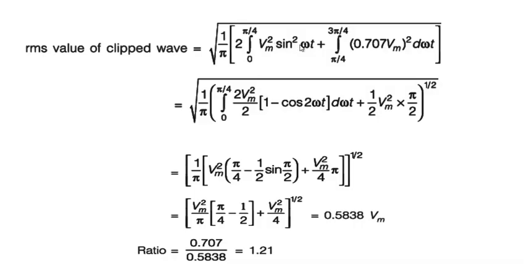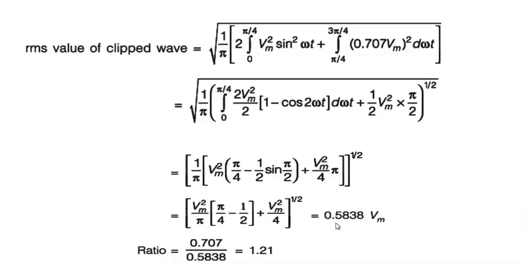The next step is this one. Vm square sin square omega t, we can substitute as 1 minus cos 2 omega t by 2, and then integrate. After integration and substituting the limits, we get the square root of 1 by pi times, within brackets, Vm square times pi by 4 minus 1 by 2 sin pi by 2, plus Vm square by 4 into pi, and we need to take the square root. If we do that, we will get the clipped waveform RMS value as 0.5838 Vm.